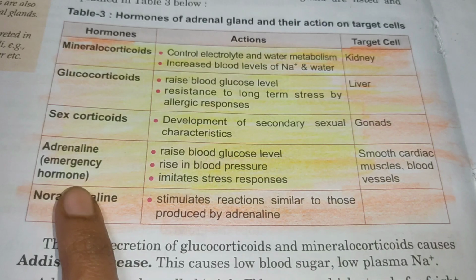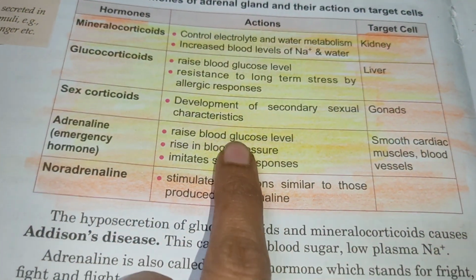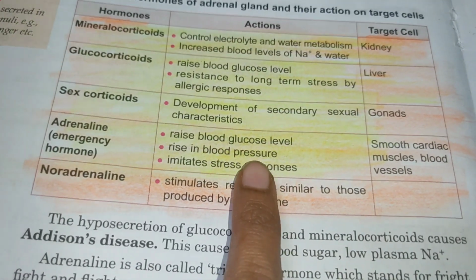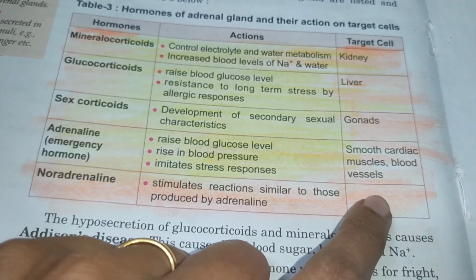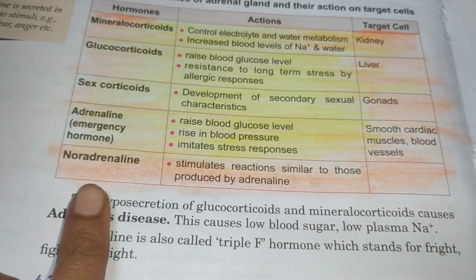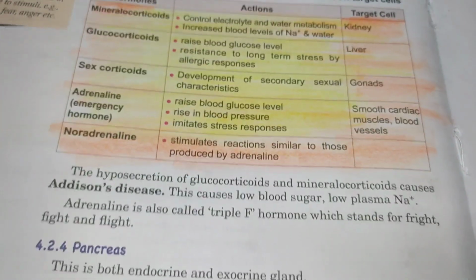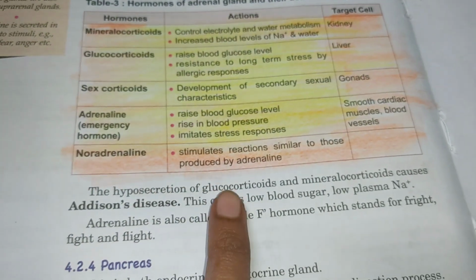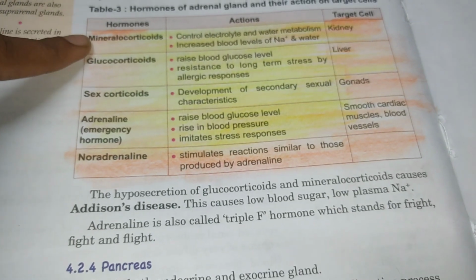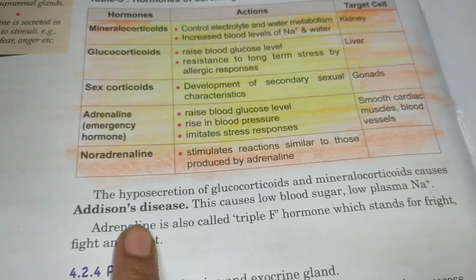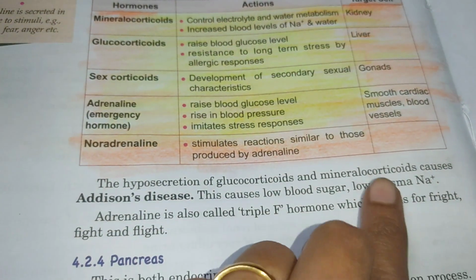Adrenaline is also called the emergency hormone. It will raise the blood glucose level, blood pressure, and initiate stress responses. The target cells are smooth and cardiac muscles and blood vessels. Then noradrenaline stimulates reactions similar to adrenaline. Hyposecretion of glucocorticoids and mineralocorticoids, if they are released less, causes Addison's disease, which means blood sugar will be low, salt and mineral levels will be low, low plasma Na plus, like this.